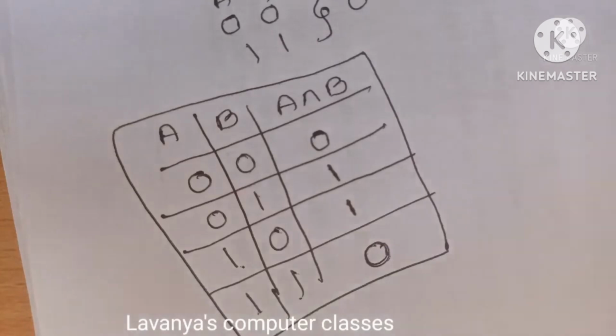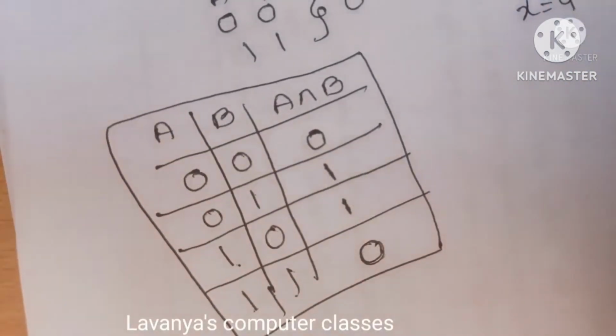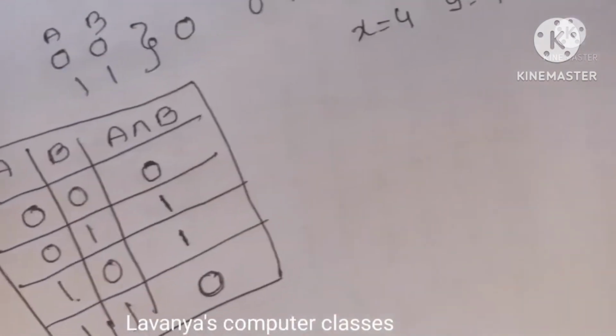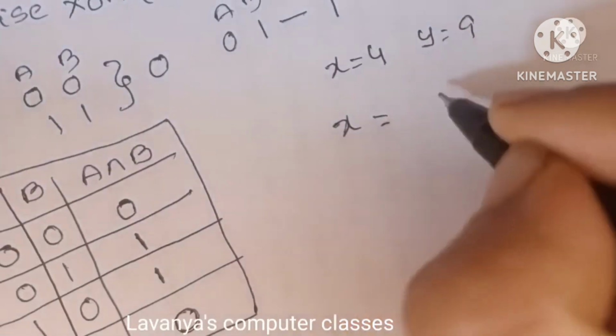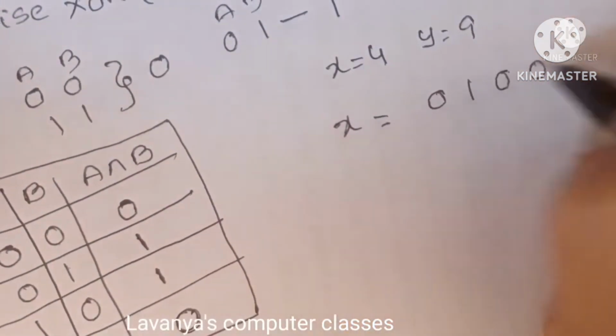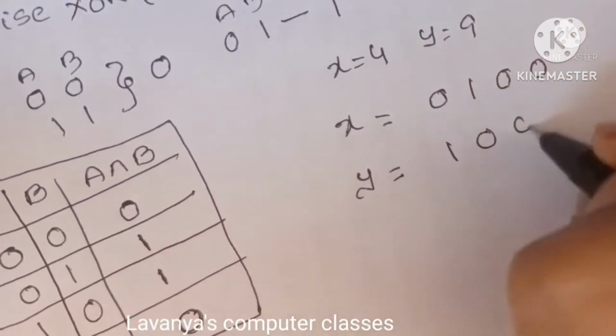Exclusive OR is working like this. Again same numbers I will take. X is equal to 4, Y is equal to 9. I am applying exclusive OR on these two numbers. What is the X value? X value is 0, 1, 0, 0. Already we know Y value is 9. 9 means 1, 0, 0, 1.